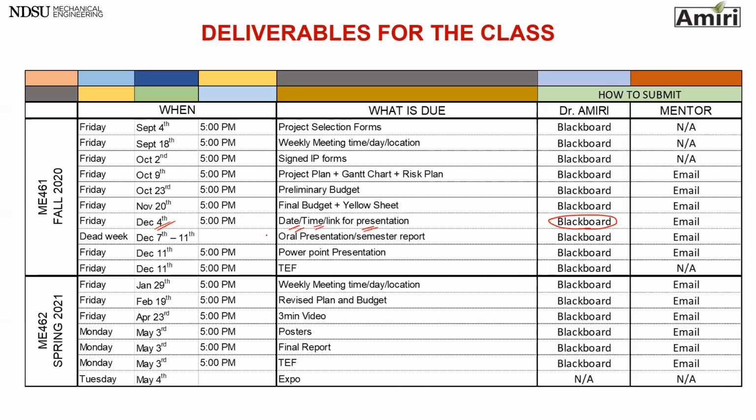The other one is delivery of your presentation that needs to happen between December 7th and 11th during that week. And lastly is the file for your presentation. So the PowerPoint file, you need to upload that on Blackboard no later than December 11th at 5 p.m.